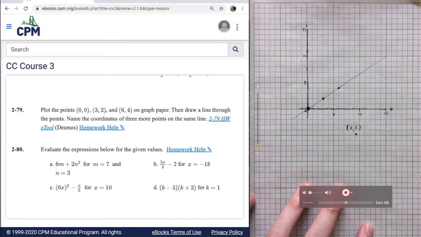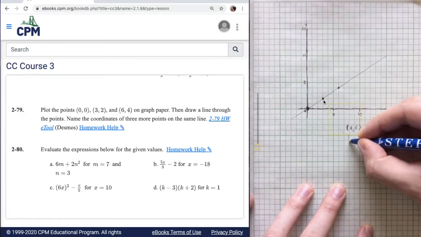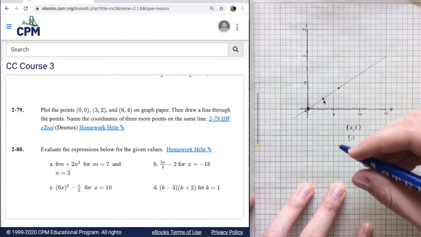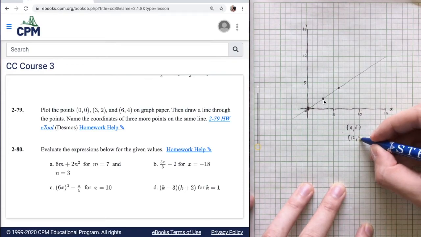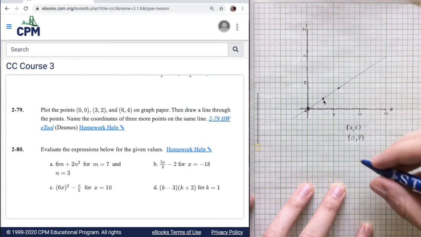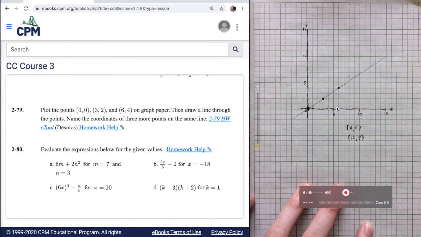So then the next one, if we're going to multiply 3, 2 by 4, 3 multiplied by 4 is going to be 12. And 2 multiplied by 4 is going to be 8. So we should see that this point also lies on the line. So let's have a look.